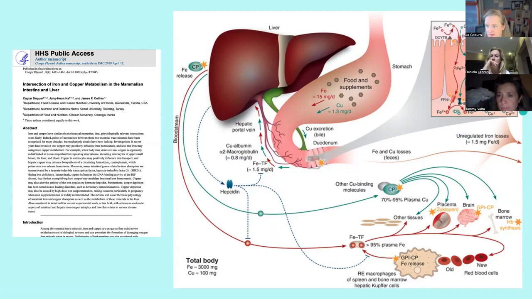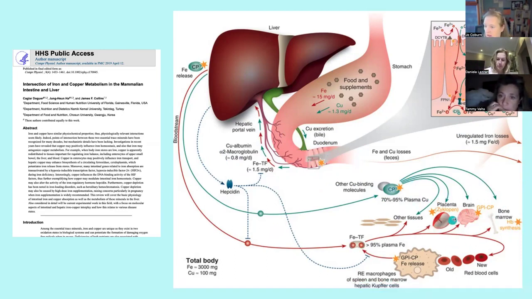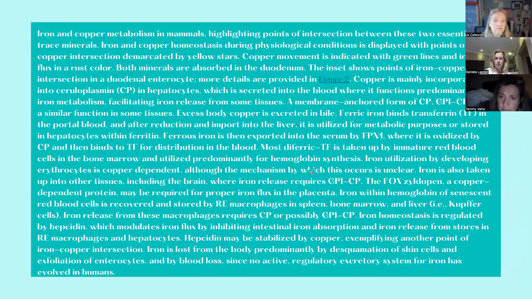And then this is inside the enterocyte, which is on the next slide. Every time there's a star, this is where iron and copper are working together in these different places: in hemoglobin synthesis, in the brain, in the placenta, in the plasma, here in the macrophages. They're all these places where they're both working together. Iron and copper metabolism, highlighting points of intersection between these two essential trace minerals. And this just basically explains the slide ahead of it. We don't have to sit and go through it.